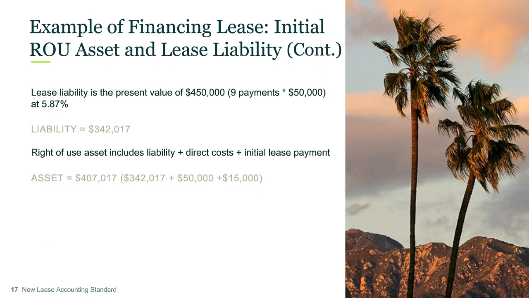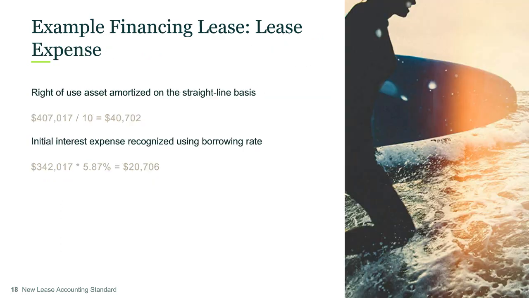The right-of-use asset is a combination of the lease liability, so the approximate $342,000, direct costs of $15,000, and initial prepayment of rent of $50,000. The next piece we will calculate is the amortization expense, which is the total right-to-use asset divided by the lease term, or approximately $41,000 a year. You're using the 10-year term in this regard because that is the total term of the lease, and that would be amortized over that 10-year period.